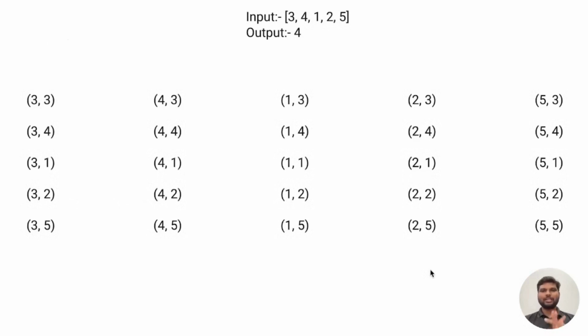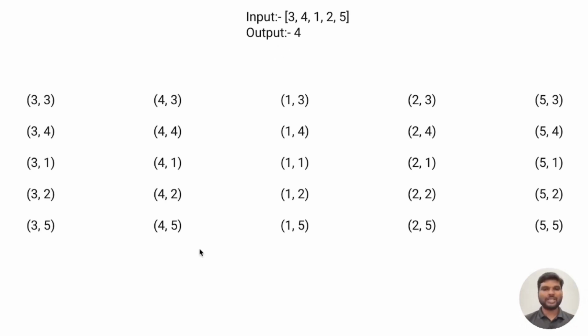Similarly, let's look at another sample input, which is the array 3 4 1 2 5 given to us, right? So I have generated all the pairs which are possible in this array here. Your task is to pause the video now and calculate how we got 4 as an output. Which pair gives us 4 as the maximum distance between two elements? Do this and come back to this video.